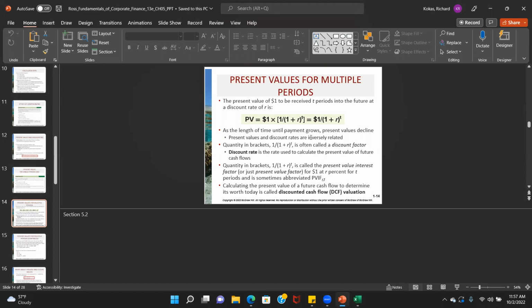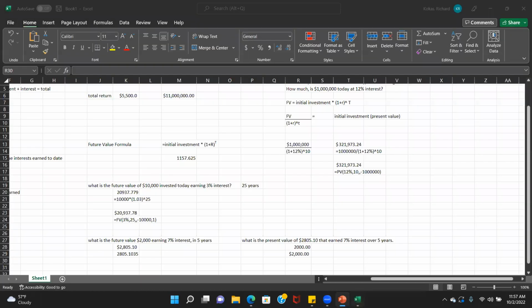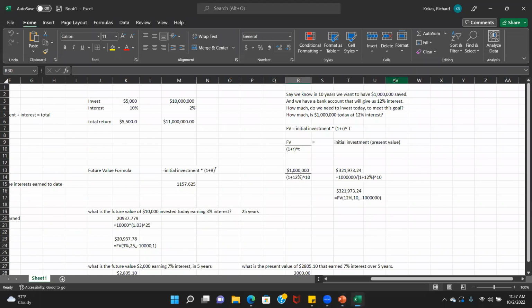So what they say is when you find the present value, you're discounting a future value to present day money. That's like the fancy way to say it. It's the same concept, it's just the way they say it. So you're discounting. When we did this other example, how much is $1 million today? We're discounting $1 million 10 years from now using 12% interest. We're discounting it to what today's value is, which is $321,973.